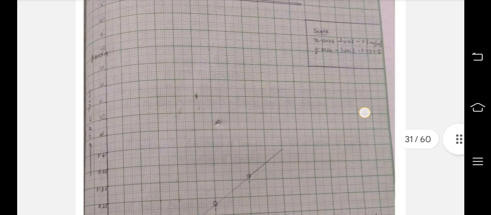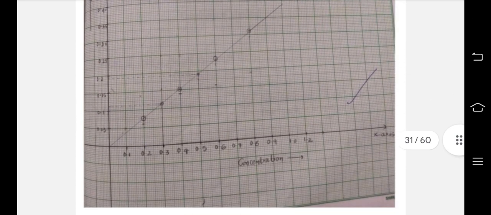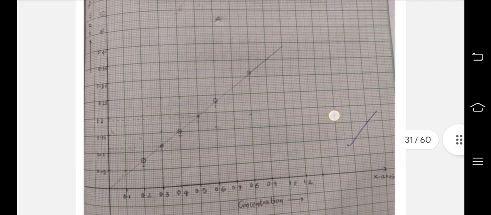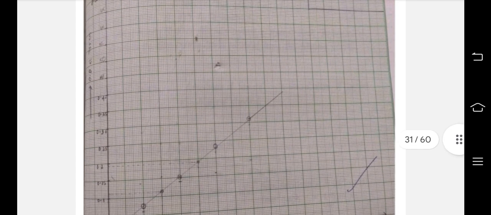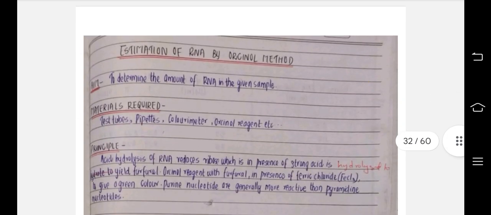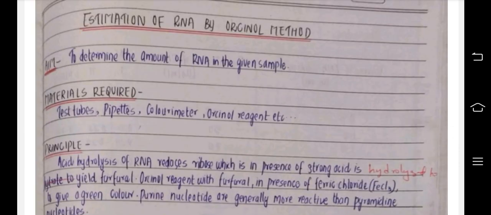Estimation of protein, Lowry's method. Scale: x-axis, I need to write that. Y-axis similarly. Concentration on x-axis, OD at the given nanometer on y-axis. Next experiment, estimation of RNA by Orcinol method.